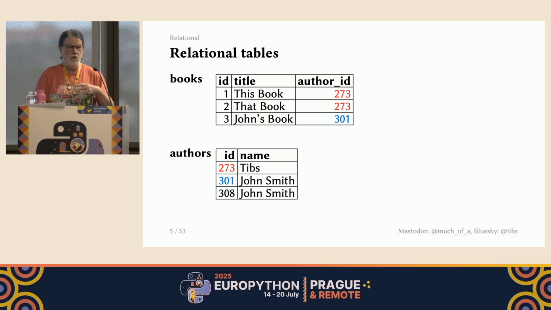This idea that you can link things in different tables by using shared IDs is fundamental to how relational databases work as well. And if you think about it, I think of these as a bit like Python objects with references to other Python objects.